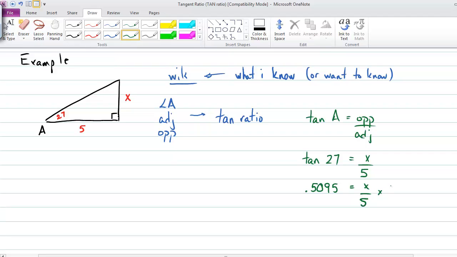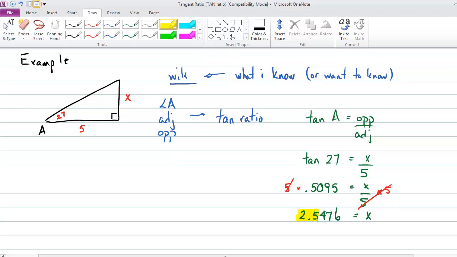So I'm going to multiply both sides by 5 to clear the denominator. And when I do that, I end up with x is equal to 2.546. And I said earlier that I know x is going to be less than 5. I asked you to think why, and in fact it is. So to me, my answer makes sense. And if I were going to round this, because this is my final answer, I'm going to round it to 1 decimal place, 2.5.